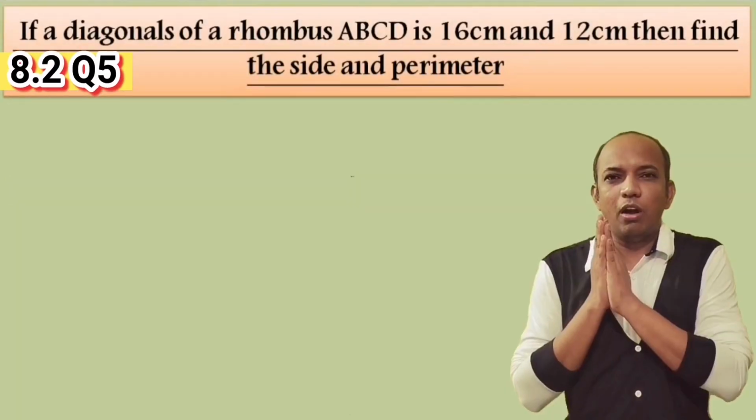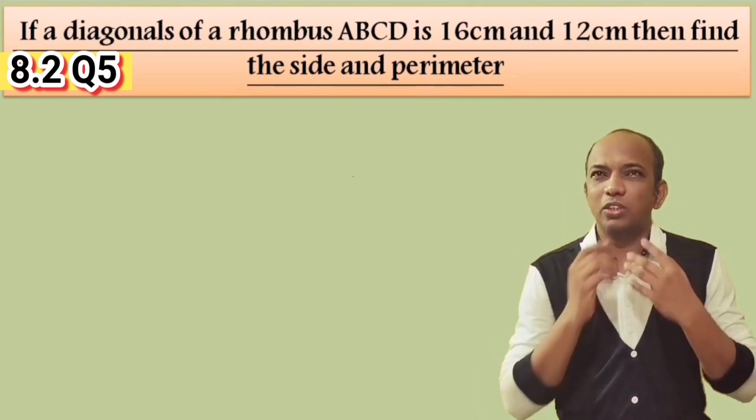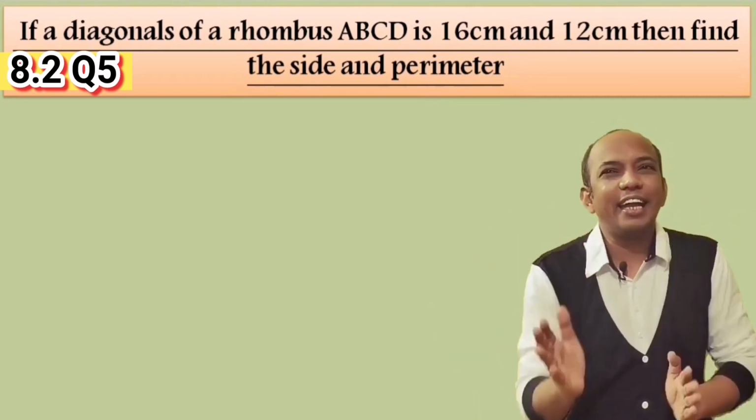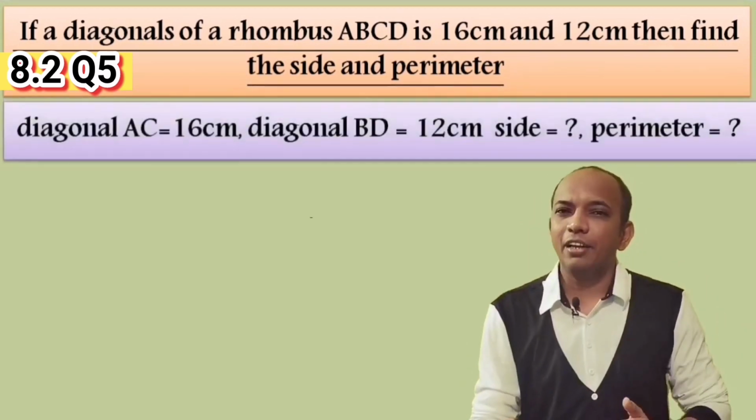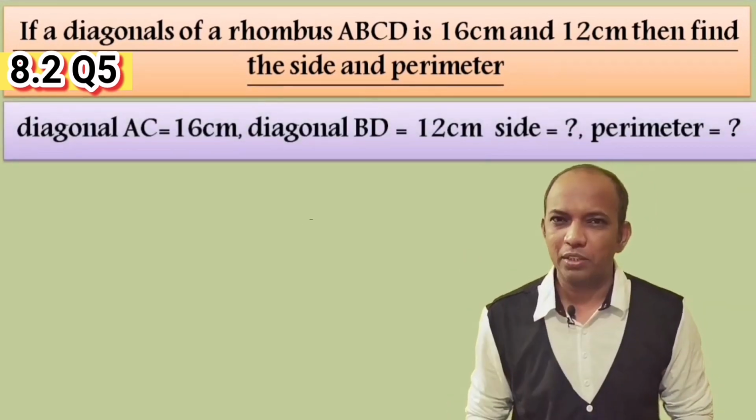Now here is the next sum on the board about the rhombus. Okay, so I hope you remember the properties of rhombus also. The question says that the diagonal AC and diagonal BD are given to us, and I need to find the side of the rhombus and the perimeter of the rhombus.